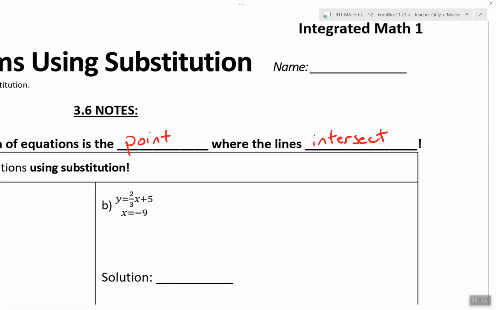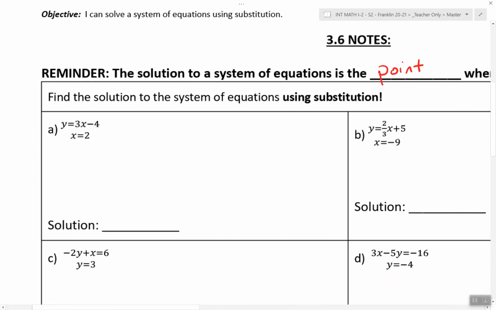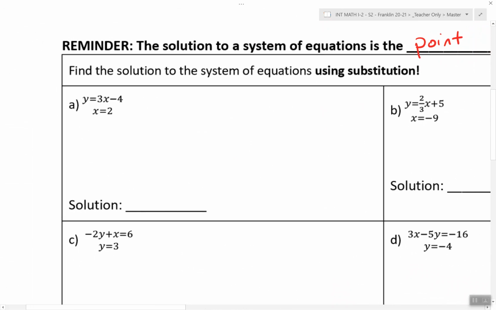So the solution that we'll be getting in today's notes is still going to take the form of an ordered pair or a point. It's just that we're not going to be graphing to find that solution. We're going to use a different method called substitution. So let's look at this first example. Notice we're going to start out pretty simple with this method. It will get more complicated, but the process is still pretty much the same.